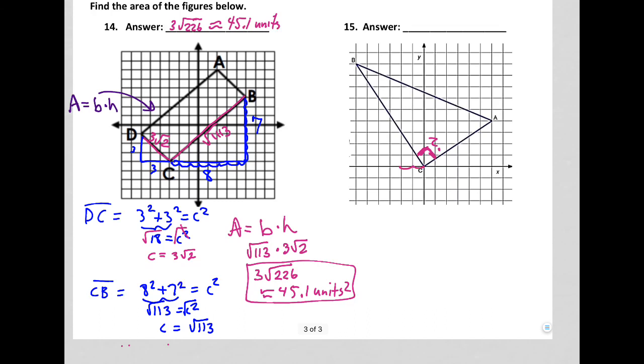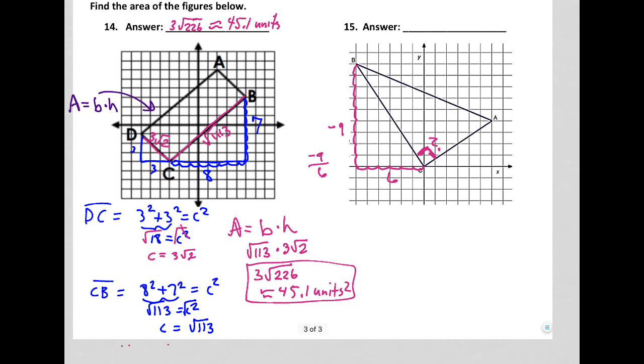So, rise first. Let's do that first. So let's go to B to C. So 1, 2, 3, 4, 5, 6, 7, 8, 9, and I went down, so that's -9. And I'm running 1, 2, 3, 4, 5, 6 in the positive direction. So far that slope is -9 over 6.